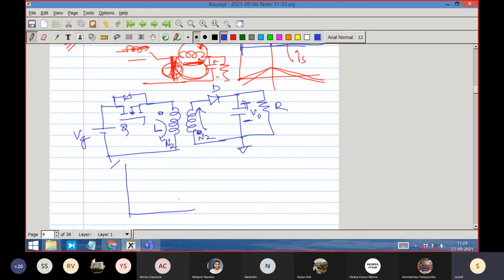During on time, the switch Q is on and the inductor current goes up. This is the inductor current, the primary current. What will be the slope as per our old understanding? This slope is Vg by Lp, where Lp is the primary inductance and Ls is the secondary inductance. This time is dTs. This is the slope, this is delta ILP.